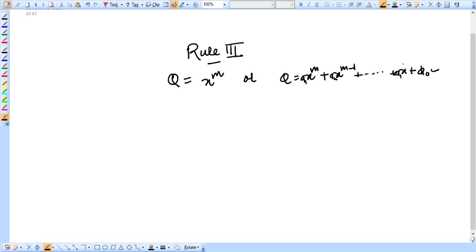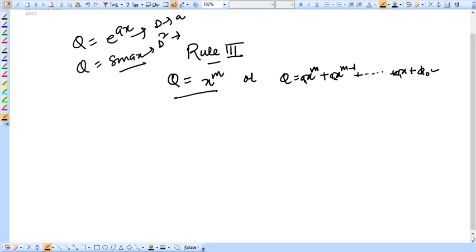So we are discussing 5 standard cases of particular integral. The first case was when Q was equal to e to the power ax. In the second case we saw how to deal with the particular integral where Q is equal to sin ax or cos ax. In this we replaced D by a, and in this we replaced D square by minus a square. So now you see what we are going to do in the third case of particular integral. In this we are going to use the binomial theorem.